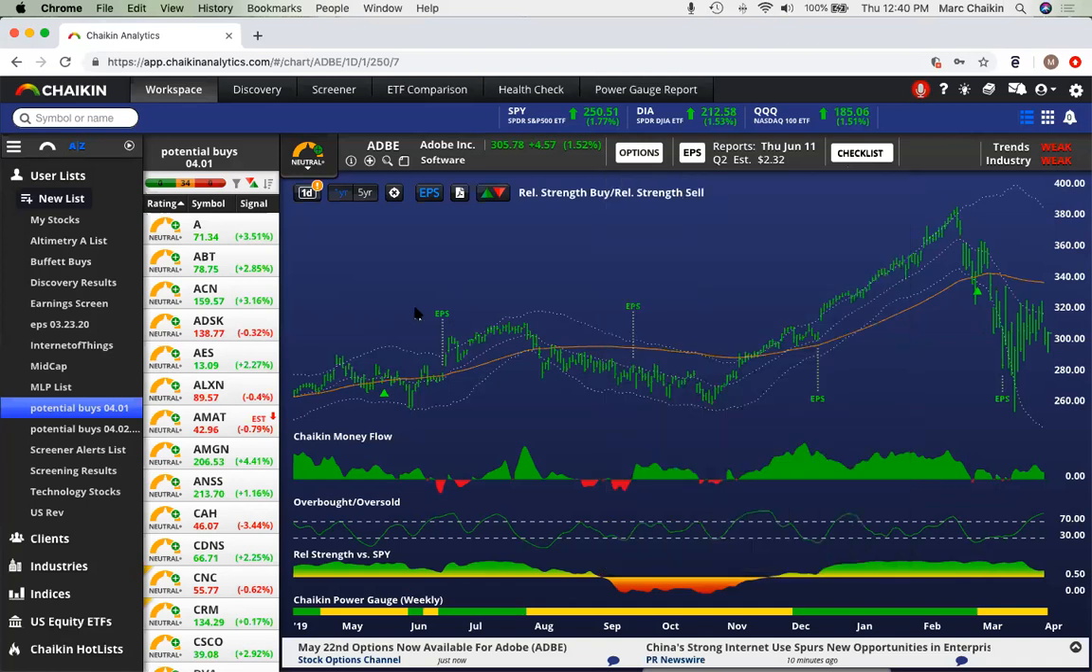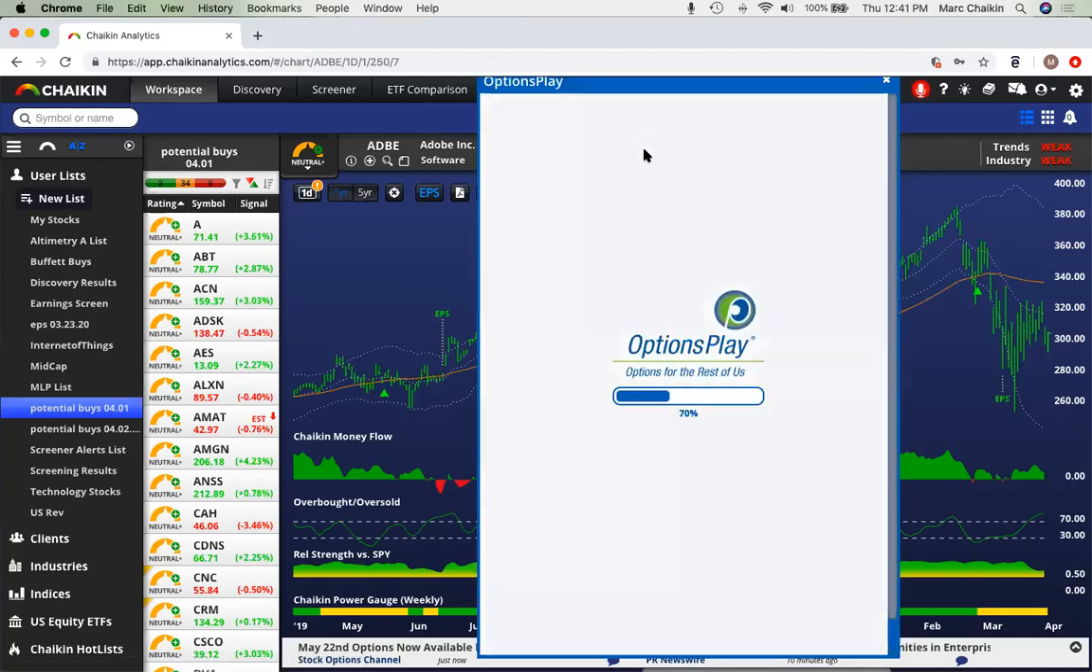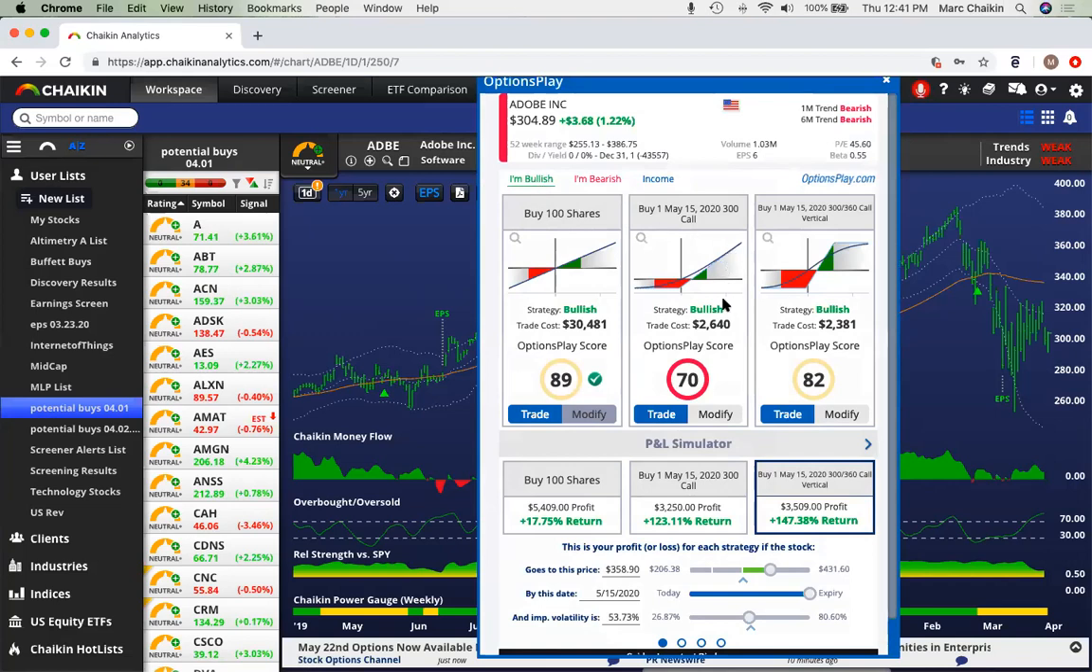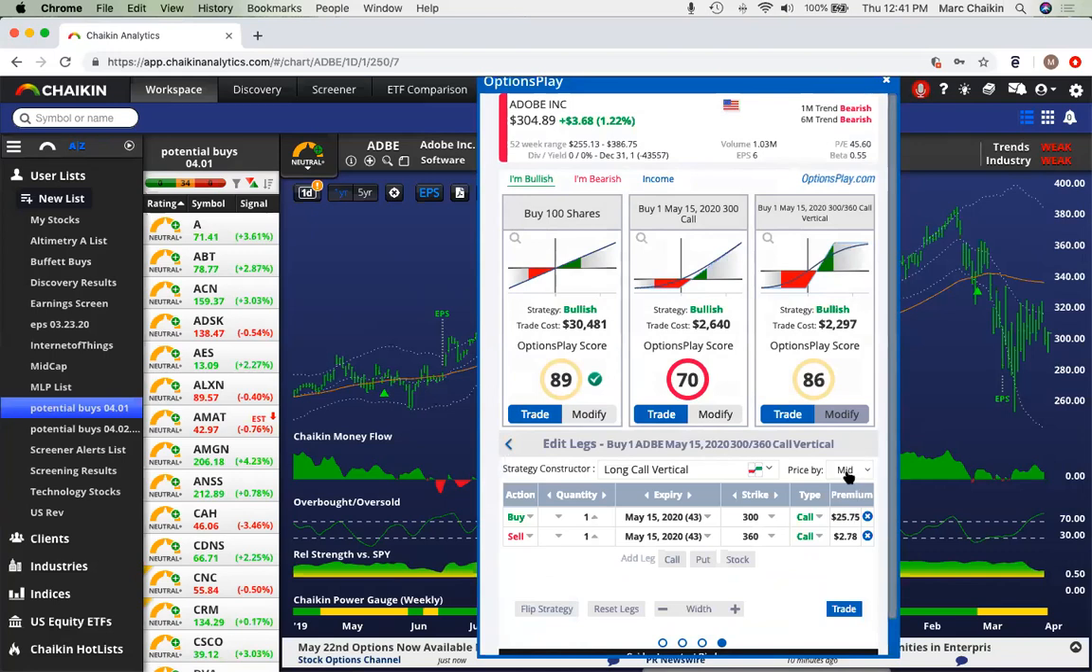So here are some examples on how we've used technology to really zero in on ideas. If you like Adobe here and you're looking for an options trade, Options Play will recommend something. It'll choose between either buying the stock, buying a call, or doing a vertical call spread. In this case, none of the strategies gets a green rating above 100. And so I'm going to pass on that options trade.